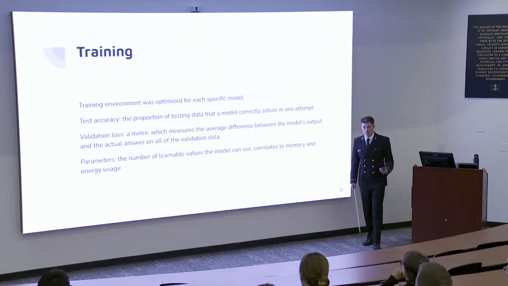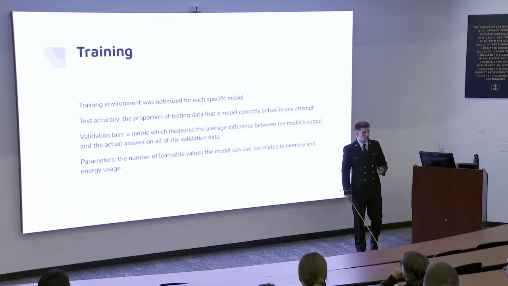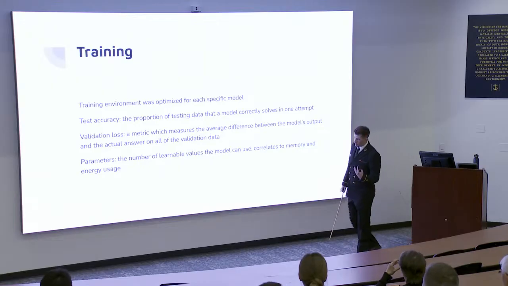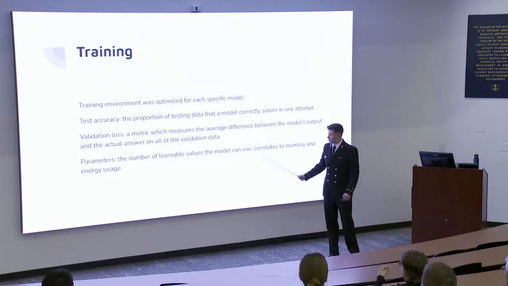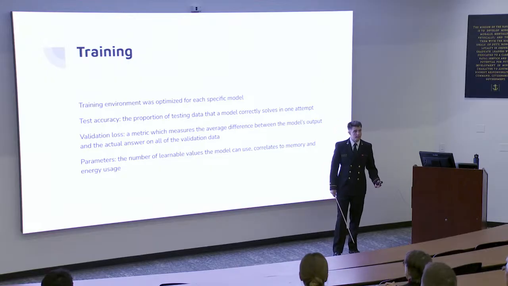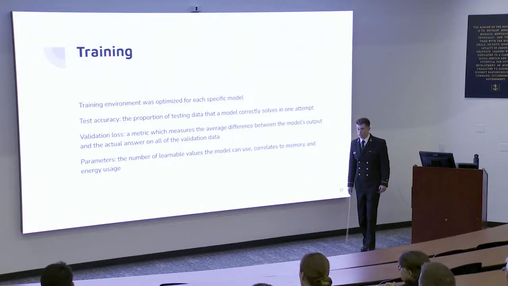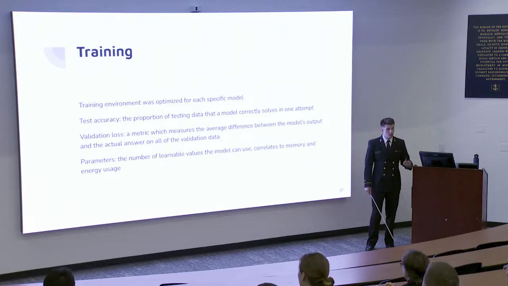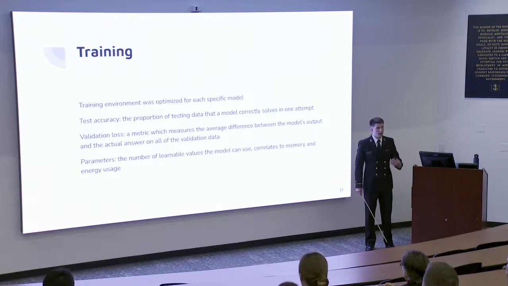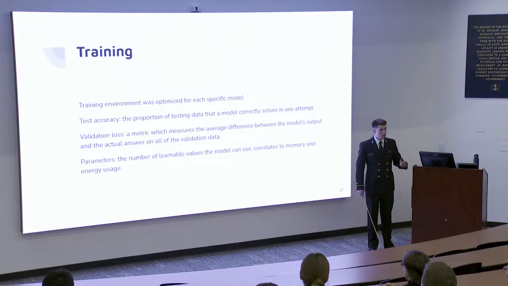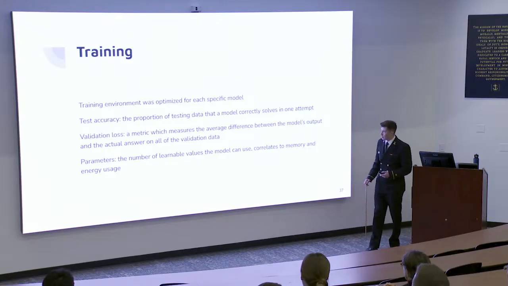So for our training, we optimized the training environment for each model in order to compare the models at their peak performance. For our testing, we monitored several values throughout training. First, the testing accuracy, which was the proportion of the testing data solved correctly with one shot at the end of training. Next, validation loss, which is a metric measuring the average distance between the model's outputted answer and the actual correct answer. And finally, the number of parameters in each model, which is the size of the model. It roughly correlates to how much energy and memory is consumed when the model is being trained.